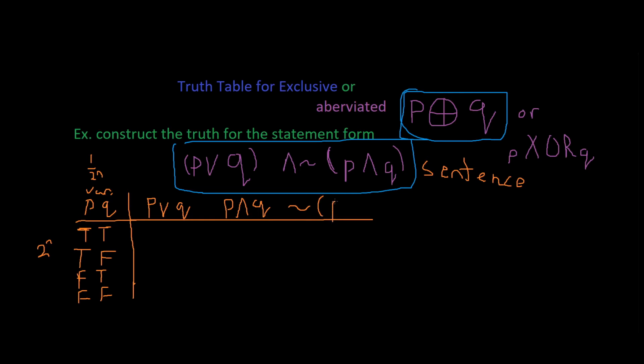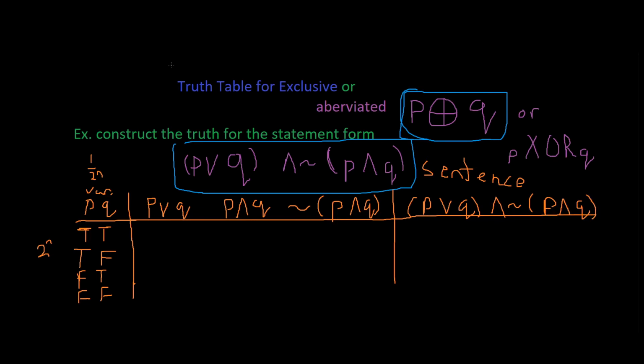And so then we're gonna have another compound statement that's gonna be the negation. And then finally, at the end of this, we're gonna have our sentence. And what does our sentence say? Our sentence says P or Q and the negation of P and Q. So that's pretty simple.